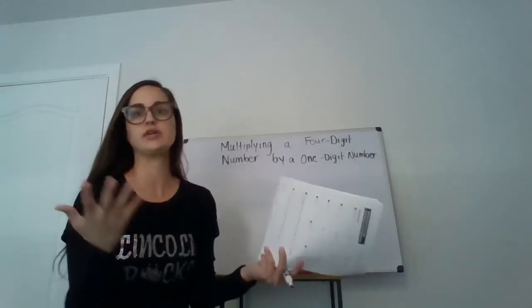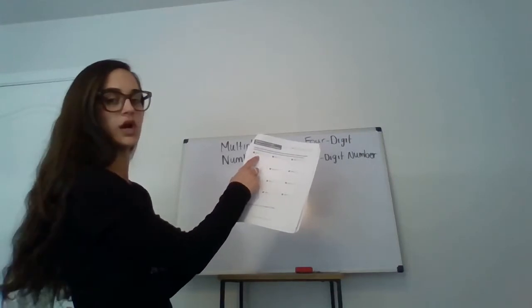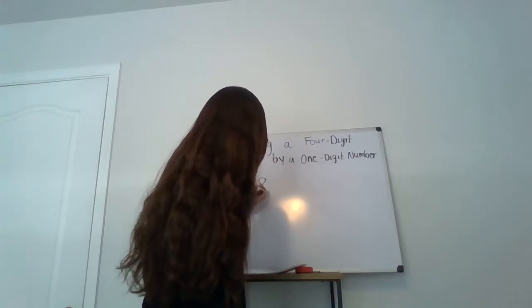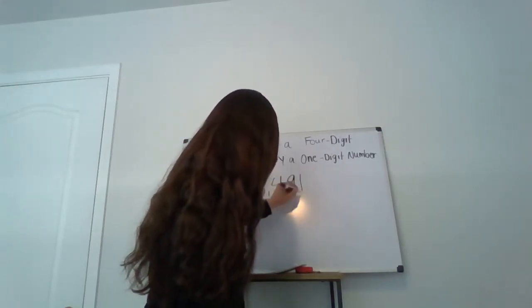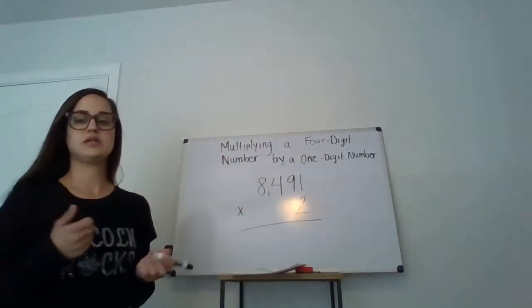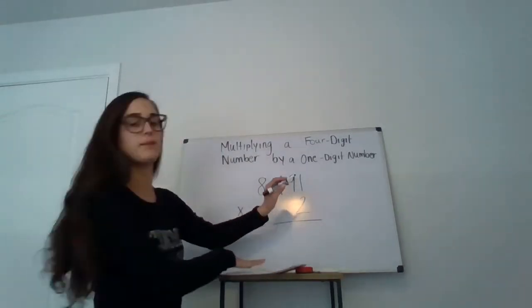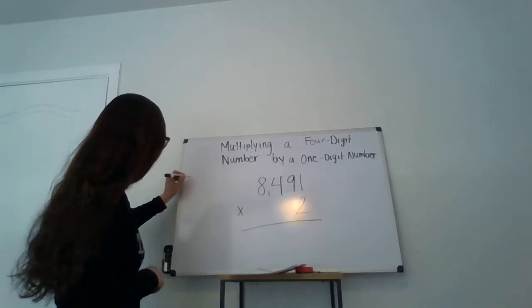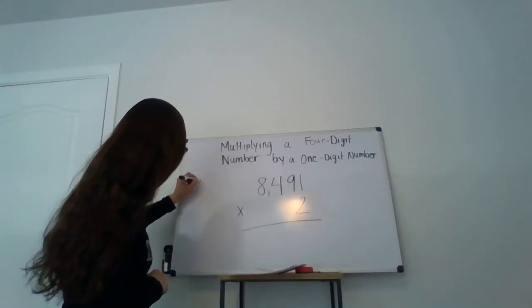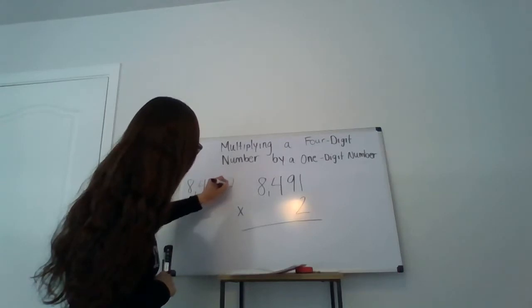So how will we ever know that? Well, let's look at the very first problem on here. It says 8,491 times 2. So how am I going to know if I even have to do this problem or not? Well, this is the way I would typically set it up. But when we look at the way the paper has set it up, it has set it up horizontally, so we might be able to look at the numbers a little bit easier.